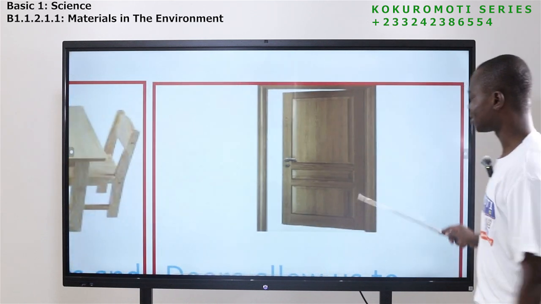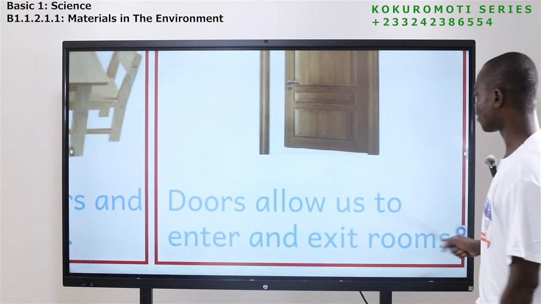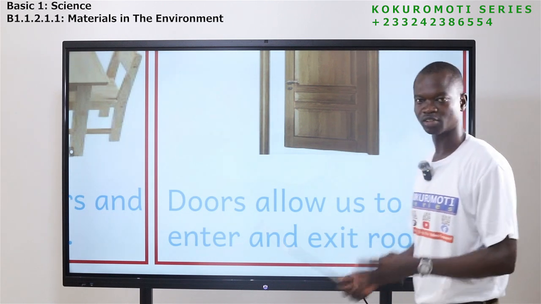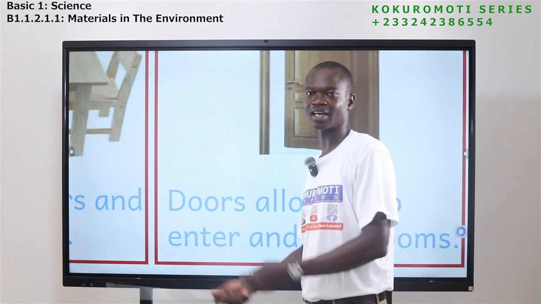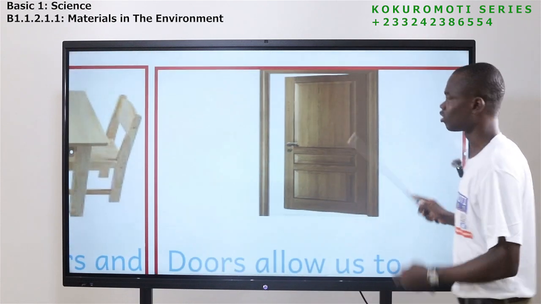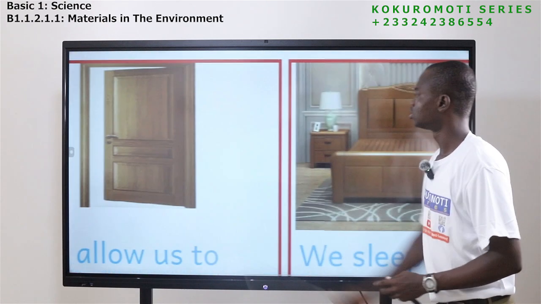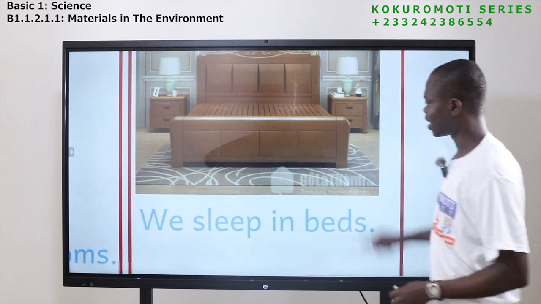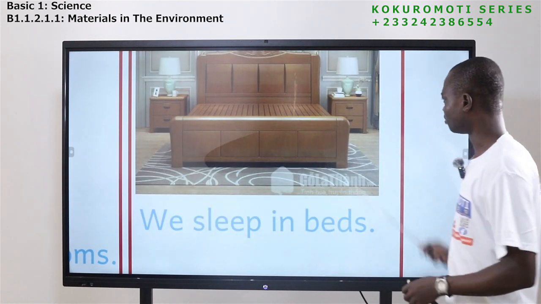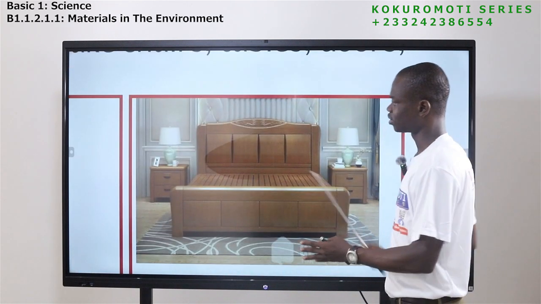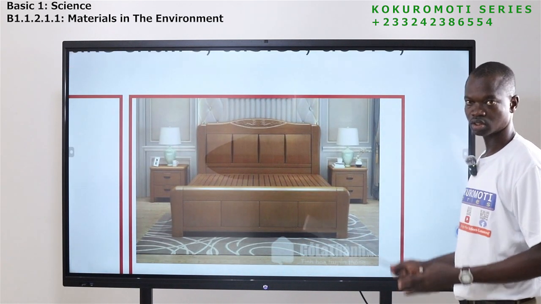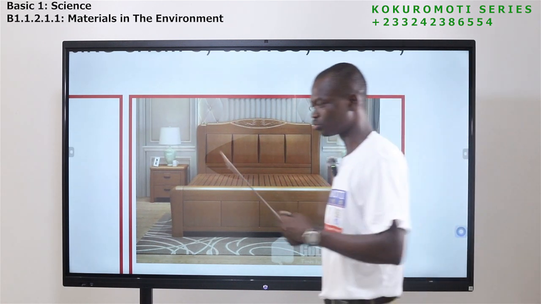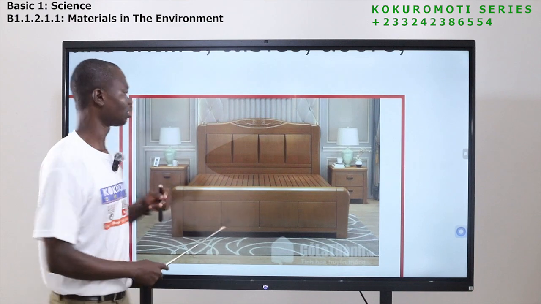Now when you come to this side, this is a door. Doors allow us to what? Enter and exit rooms. Every house, every room has a door. So it allows you to enter and also come out. This is how a door looks, and we can use wood to make doors. Other things can be used to make doors too. Here we sleep in a bed. This is a bed made of what? Wood. So wood is a material and it is used to make objects like what? Bed. Okay.